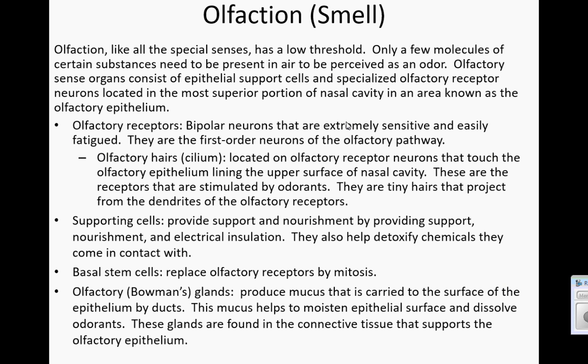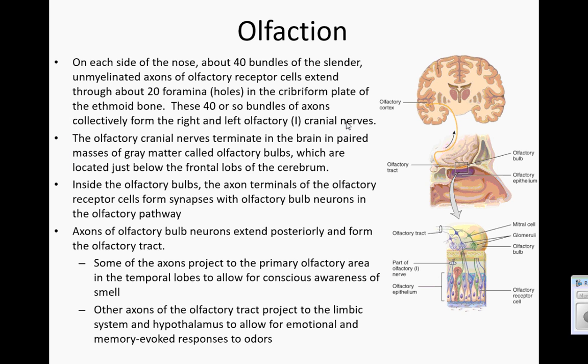Our olfactory sense organs consist of epithelial support cells and specialized olfactory receptor neurons, which we find in a region of our nose called the olfactory epithelium. Okay, here on the next page, we can show where that is.